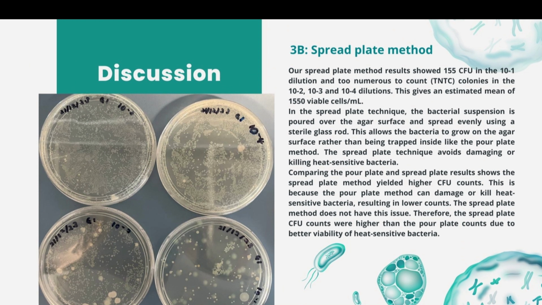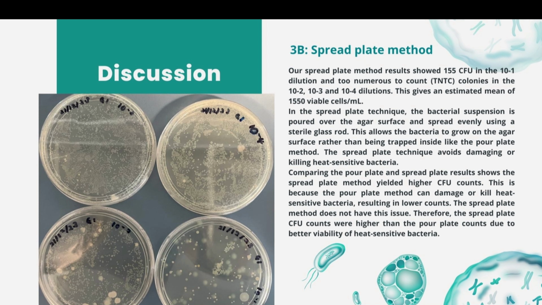Experiment 3B, spread plate method. Our spread plate method results show 155 colony forming units, CFU, in the 10 to the power of -1 dilution, and too numerous to count, TNTC, colonies in the 10 to the power of -2, -3, and -4 dilutions. This gives an estimated mean of 1,550 viable cells per milliliter.